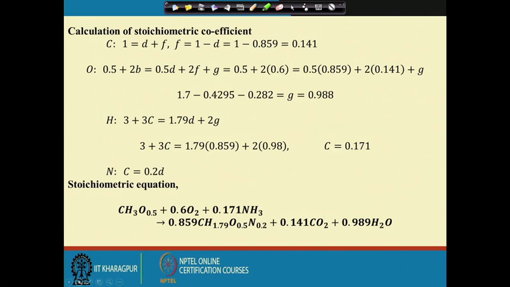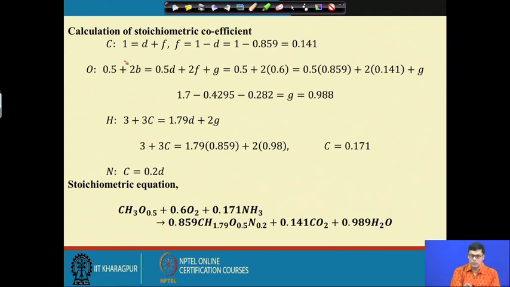And then this is the simple elemental analysis. In this equation, if you do the elemental balances, this is the carbon balance, this is the oxygen balance, this is the hydrogen balance, this is the nitrogen balance. If you do, you will get all the coefficient values, the C value, the G value, the different coefficient values.